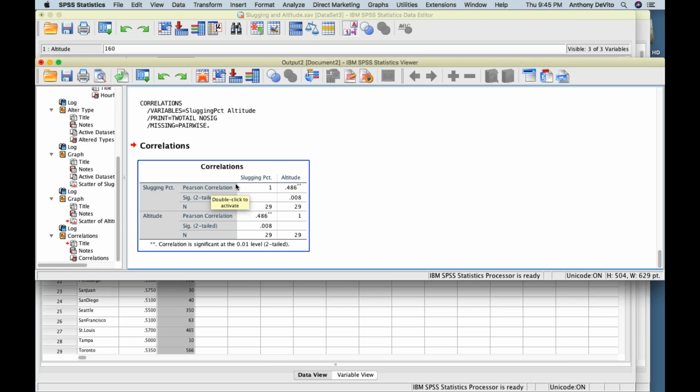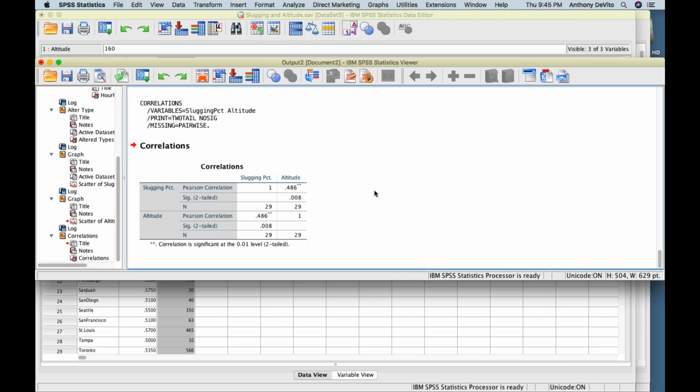Pearson's correlation coefficient tells me that the R value, the correlation coefficient, is a positive 0.486. And the probability of that being significant, in other words, not being zero correlation, is less than 0.05. So I can reject the null hypothesis that the R value is zero, in other words, no correlation, and accept the alternative hypothesis that there is a correlation, right?